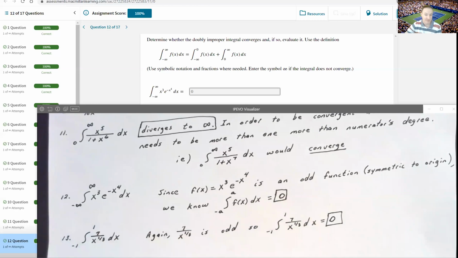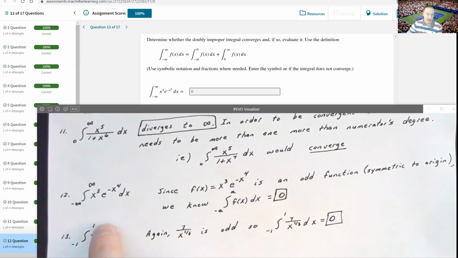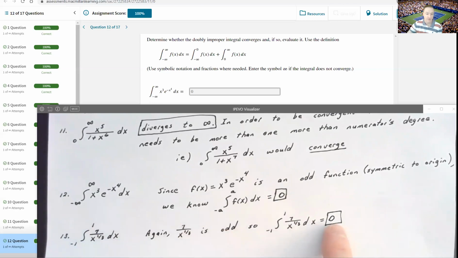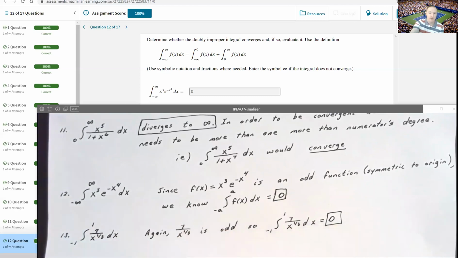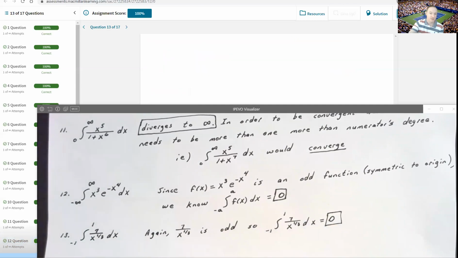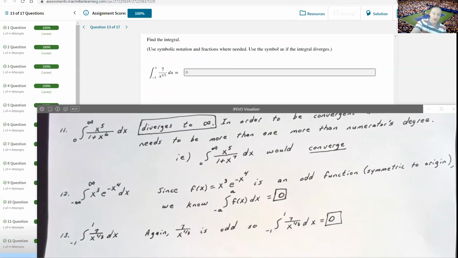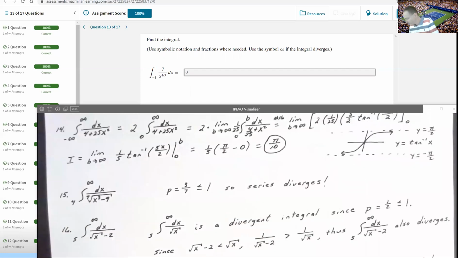When I look at my next problem, it's the exact same thing. 7 divided by the cube root of x, that is an odd function. Any single odd function evaluated from negative a to a, in this case negative 1 to 1, is going to have an integral solution of 0. So those are pretty straightforward, just because they're using your odd integral powers from negative a to a formulas that we talked about in earlier sections.